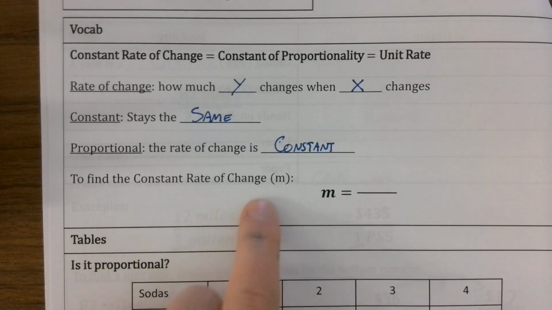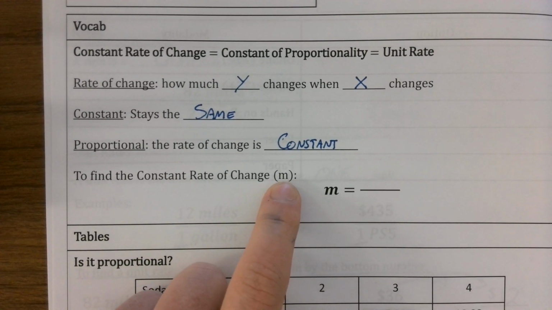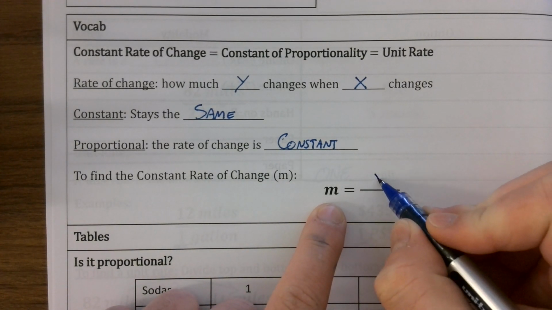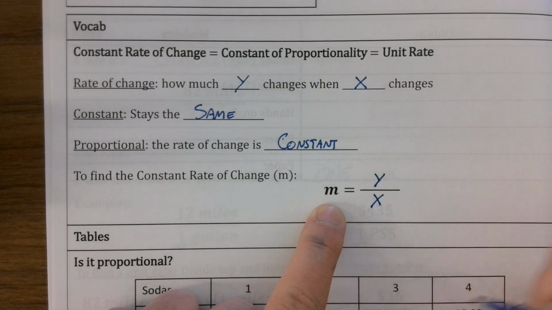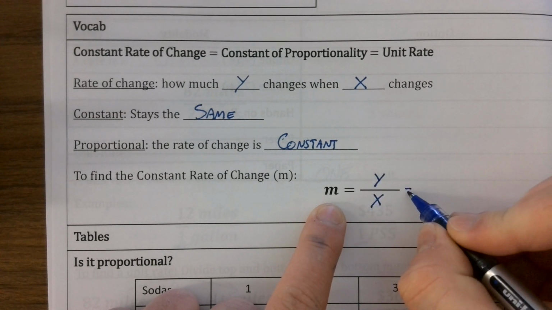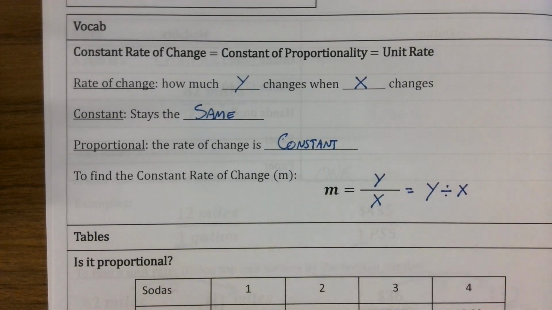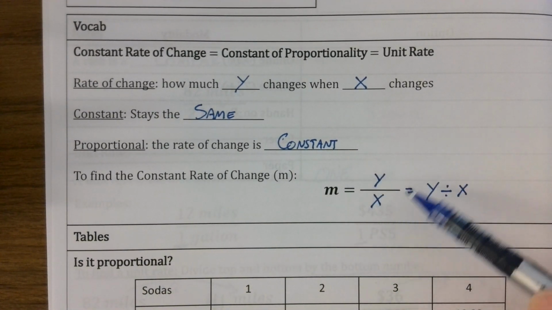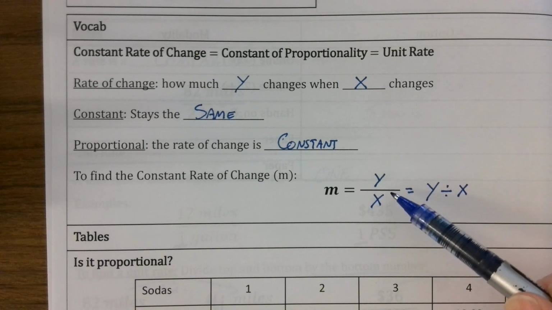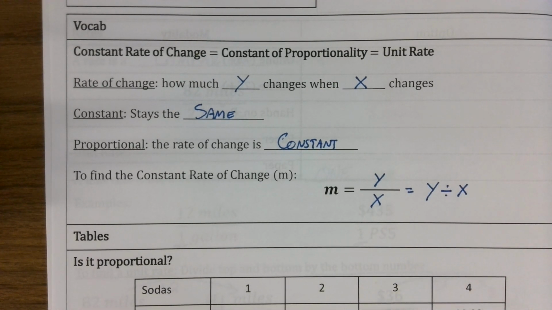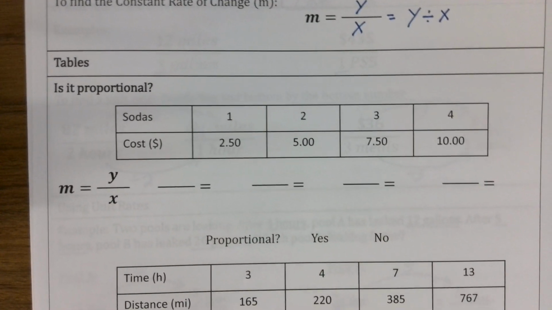So to find the constant rate of change, we use the letter m to represent that, because when you get into writing equations for things, you're going to see the letter m a lot. And we can find m by doing y divided by x. We're often going to represent it as a fraction to represent division, but these mean the same thing. All right, so let's figure out how we're applying all of these terms.